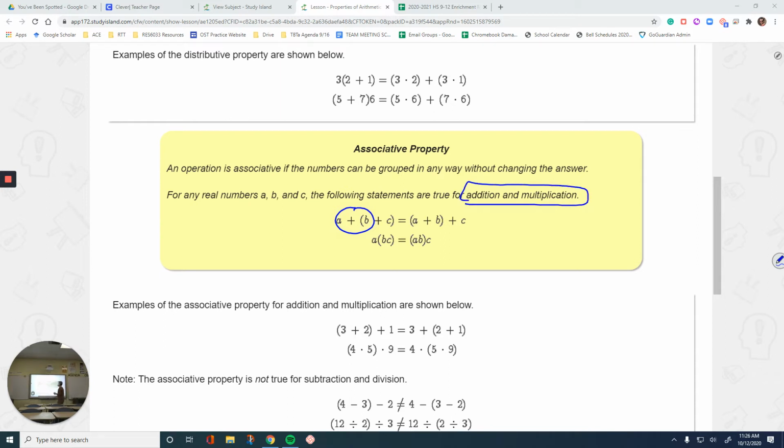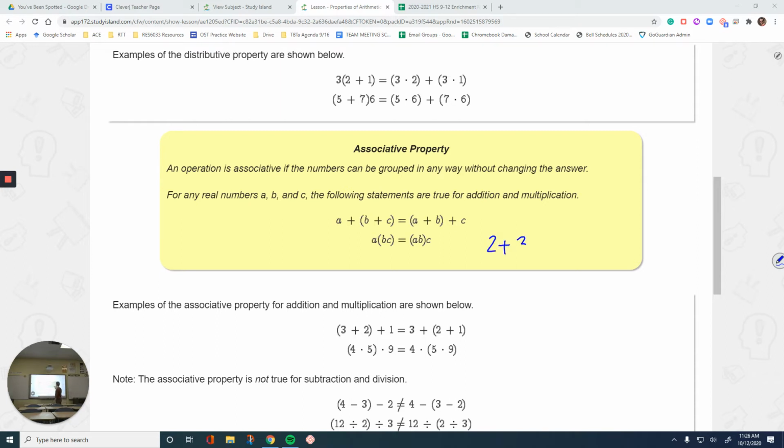Okay, so distributive property works for all. Commutative property works for addition and multiplication. Associative property works for addition and multiplication. And let's just use some numbers.